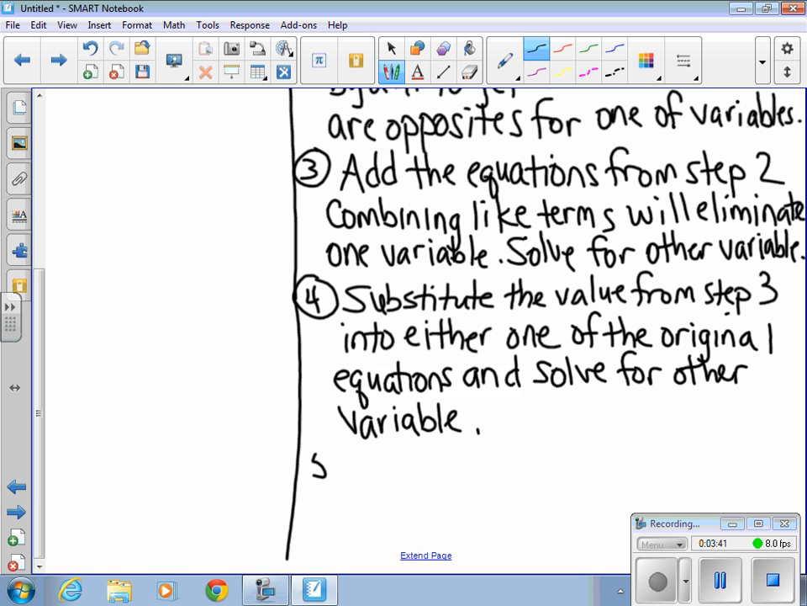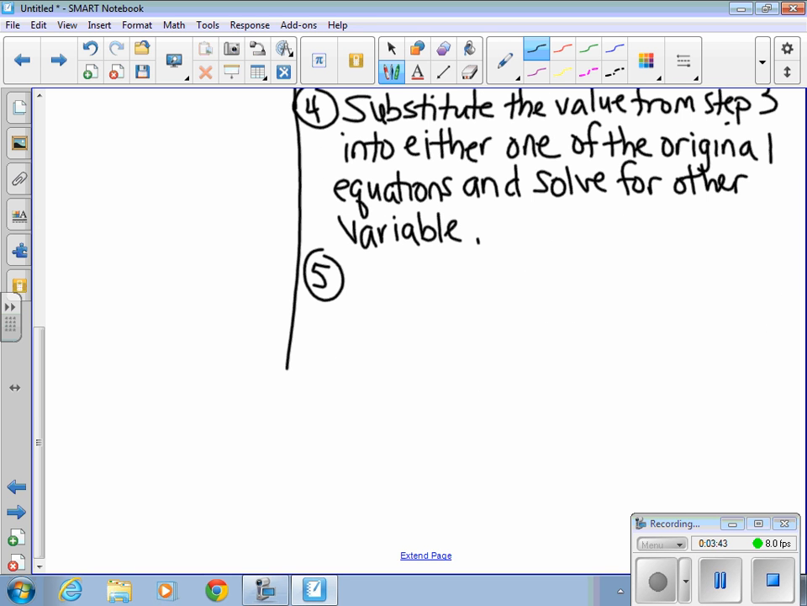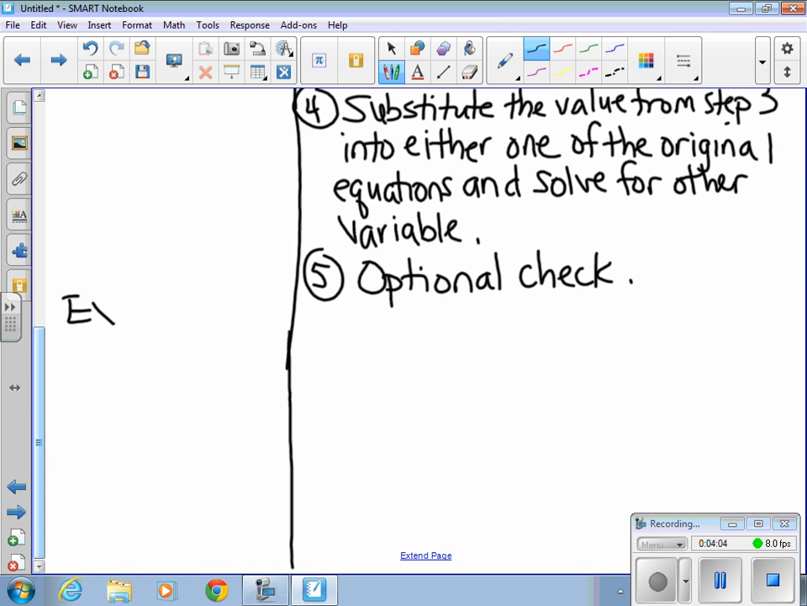Right? And then step five, just like I've mentioned in all the other methods, is your optional check. So you can choose to check your answer and see if it works or not. All right, so the rest of the notes are going to be different examples, and I'm going to try and show you a nice variety so that when you see one of these, you'll know exactly what to do and how to deal with it in a way that gets you an answer quickly, and that many of you find this to be your favorite method.